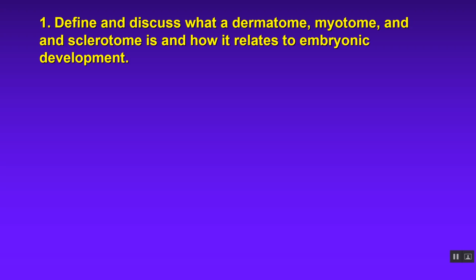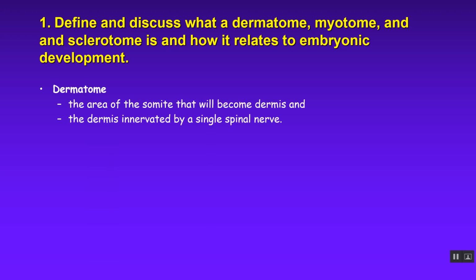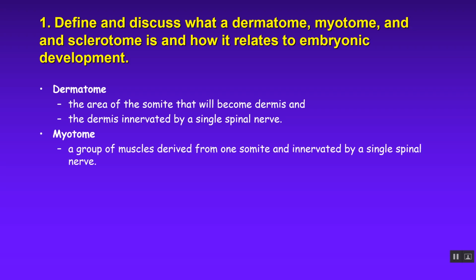Okay. So that's good. Myotomes. What's a myotome? Gotta guess. The same thing, right? Kind of, but just for the motor system, right? So the group of muscles derived from one somite and innervated by a single spinal nerve.